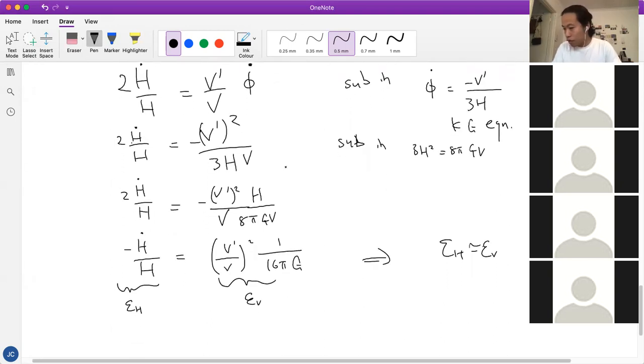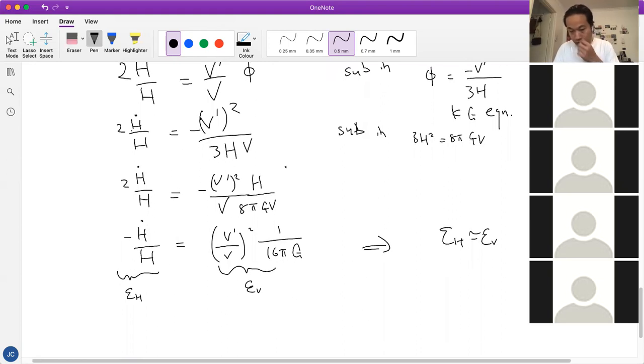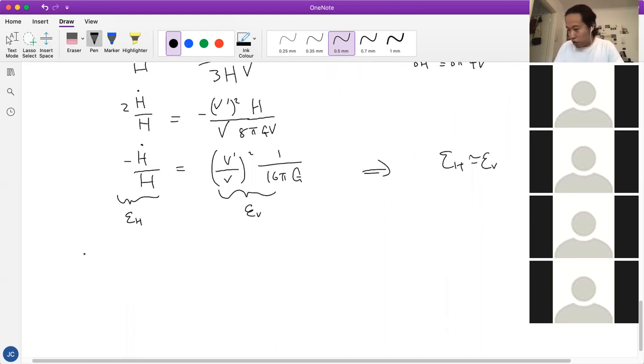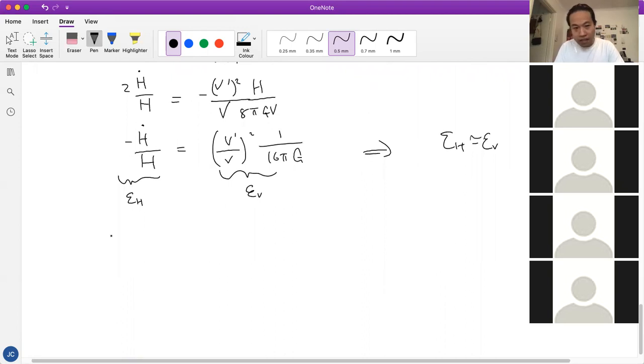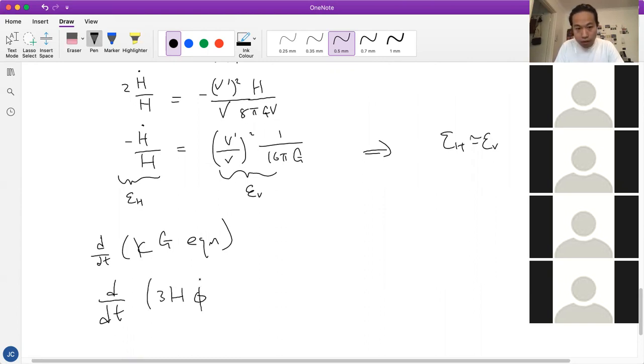Okay, and no questions, and we go for the second relation. For the second relation, we're going to start similarly, except this time we're going to take the time derivative of the Klein-Gordon equation. So that means we take d dt on both sides of 3h phi dot. And on the right-hand side, it'll be d dt of minus v dash.